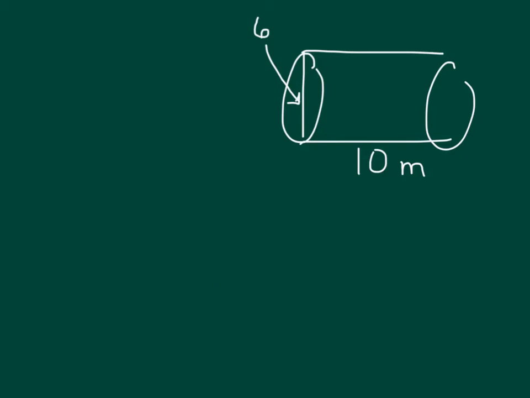All right, let's try one more. So we're going to find the surface area of this cylinder. Okay, so first thing I always do is kind of write down the formula. Surface area equals 2 pi r squared plus pi times diameter times height.